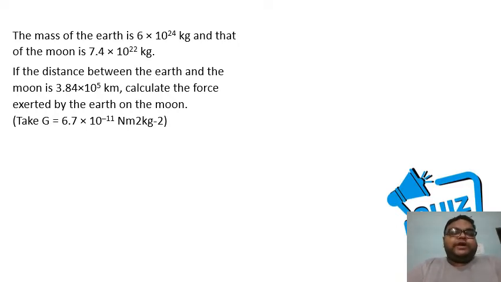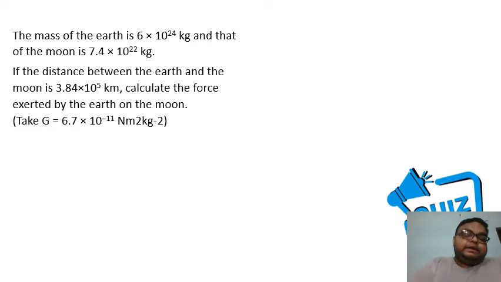So, my dear students, now we have reached a question. Let's try to solve this question. It states that the mass of the earth is 6 into 10 to the power 24 kgs and the mass of the moon is 7.4 into 10 to the power 22 kgs. If the distance between the earth and moon is 3 into 10 to the power 5 kilometers, you need to calculate the force exerted by earth on the moon.